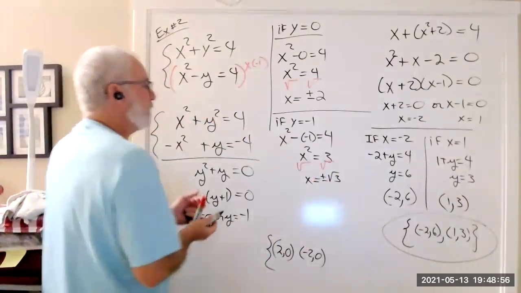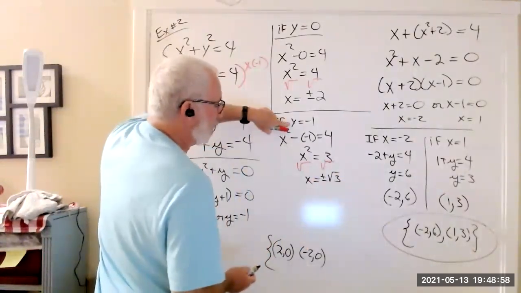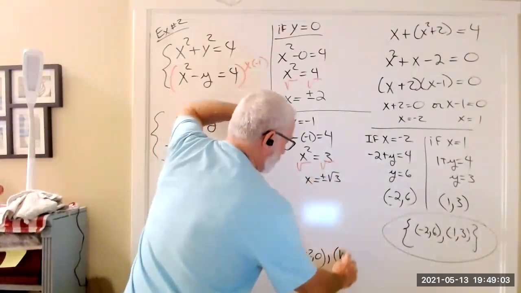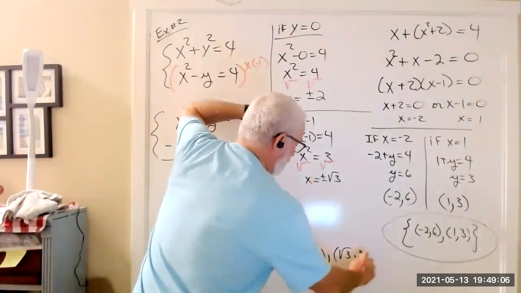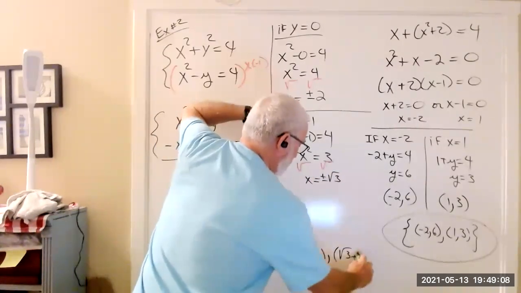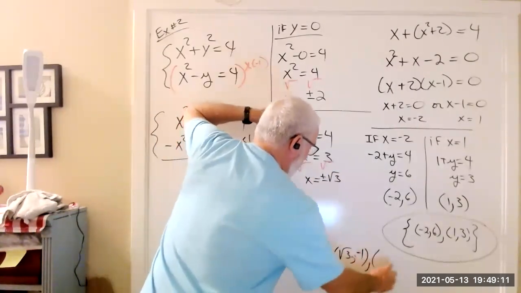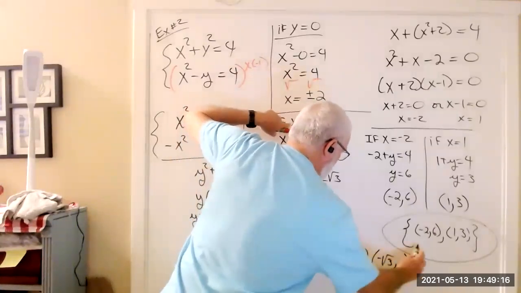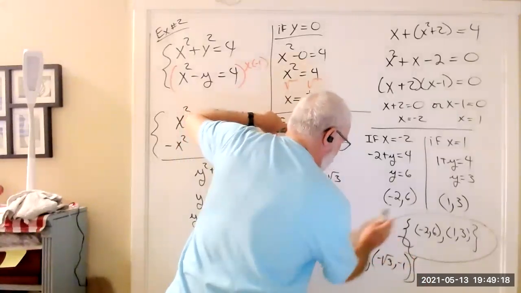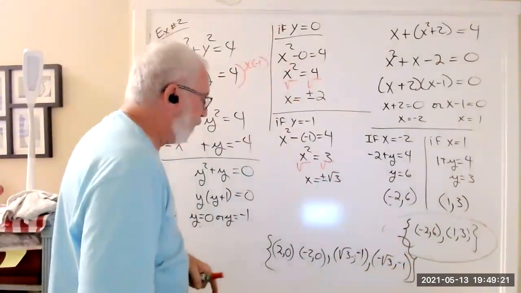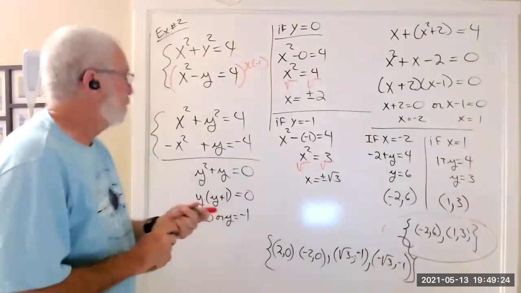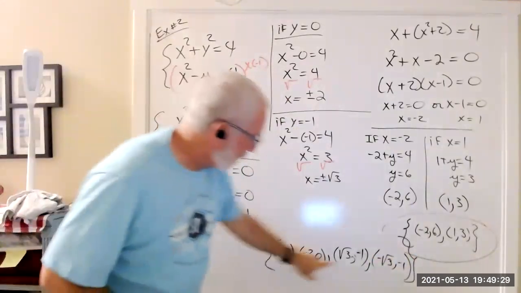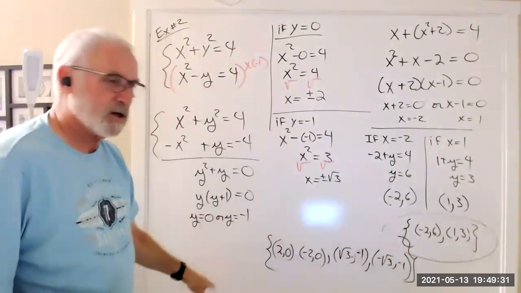So now what do I have? When y was -1, x was positive and negative square root of 3, which tells me my answers are square root of 3, comma, -1, or negative square root of 3, -1. Closed solution. So this had 4 different answers for a circle and a parabola of some form. It had 4 different places where they all intersected each other.